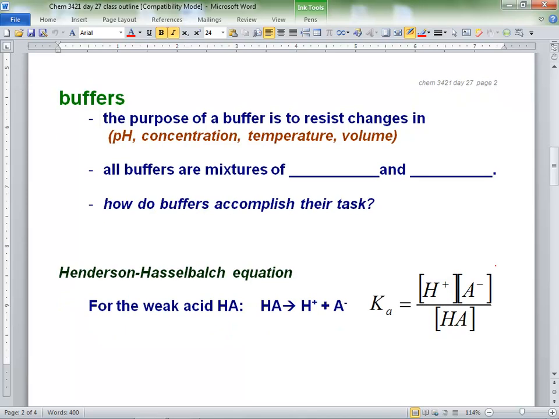Now the purpose of a buffer is to resist changes in what? Say it louder. pH. Yep. All buffers are mixtures of a blank and a blank. They have to resist changes in pH, so they have to be a mixture of a what and a what? A conjugate acid and, well, she's using the right words. I was just thinking acid and a base, right? But conjugate acid and conjugate base sounds even better, right?